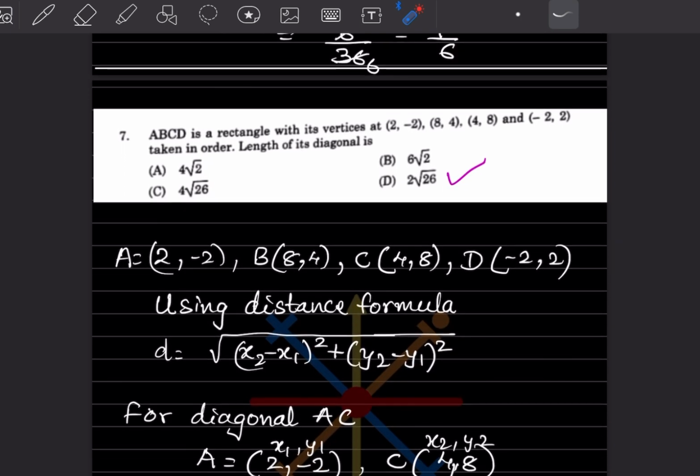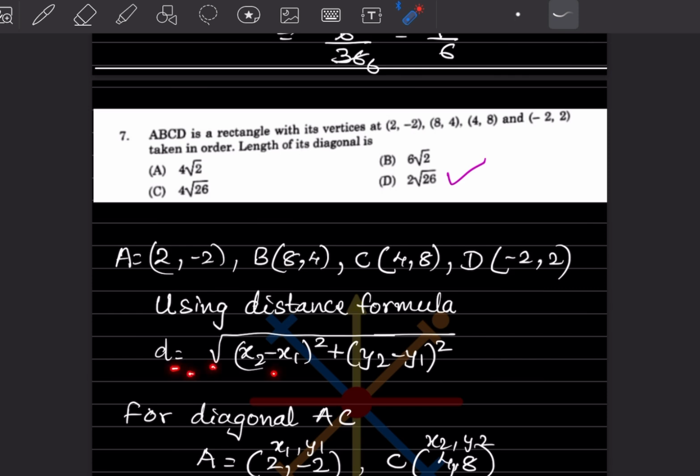ABCD is a rectangle with its vertices given, taken in order, and you have to find the length of its diagonal. So these are the vertices. The labels are not given, but we can write A, B, C, D here, because ABCD is a rectangle. Then you are going to use the distance formula.